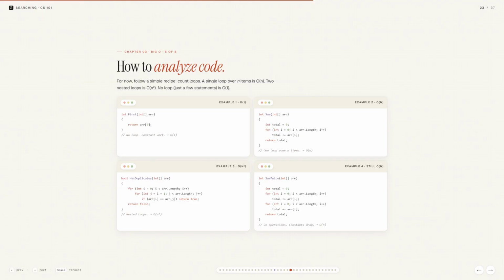Now, here's example 1. A method called first that just returns array[0]. No loop, constant work, O of 1 again. Let's go to example 2. Here is the sum, which adds up all the elements, 1 for loop, n iterations, constant work inside, and that is O of n. And here is example 3, has duplicates.